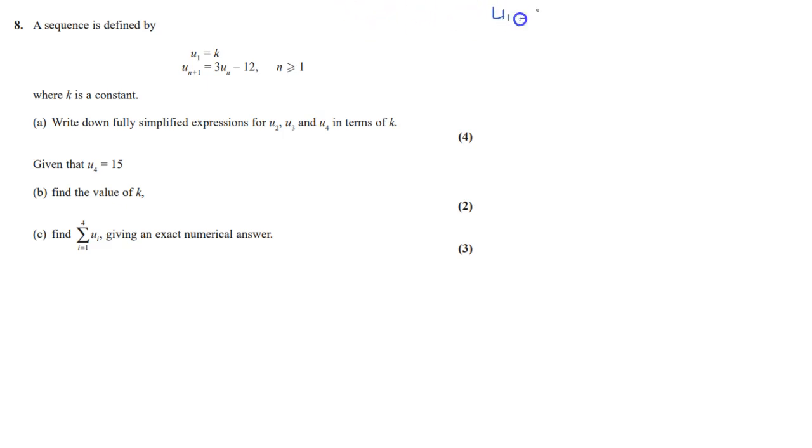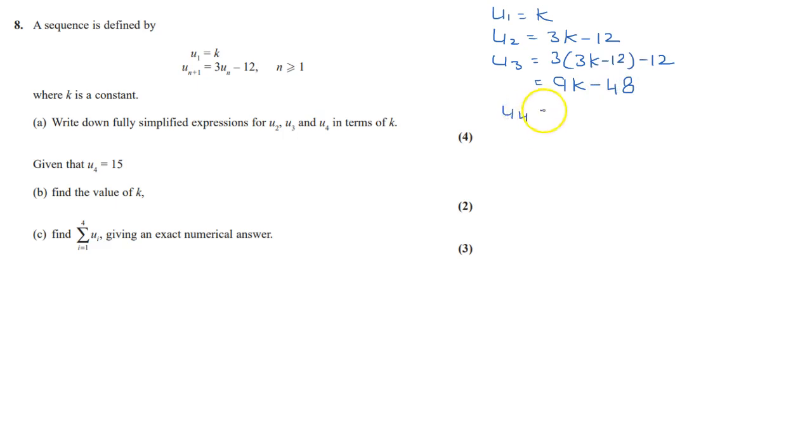U1 is k. U2 will be 3k minus 12. U3 will be 3k minus 12 minus 12. So that is 3 times 3, which is 9k, minus 36 minus 12, so 48.